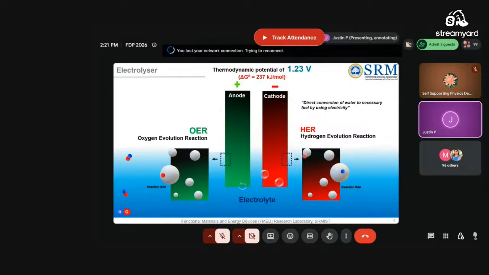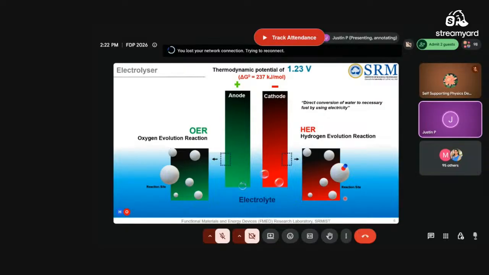So the chemical fuel is nothing but hydrogen gas, or maybe oxygen gas, or any other form of gases, which can be used as a fuel for certain vehicles or reactions or anything. So in the electrolyzer, we usually have an anode and cathode which are immersed in an electrolyte, that is a solution. On the anode side, the electrochemical reaction that takes place is the oxygen evolution reaction. On the cathode side, the reaction is the hydrogen evolution reaction.